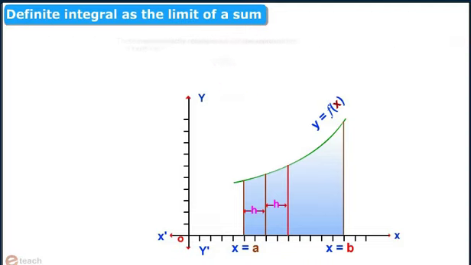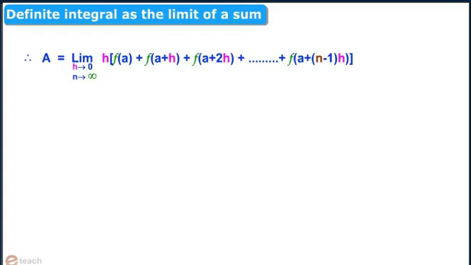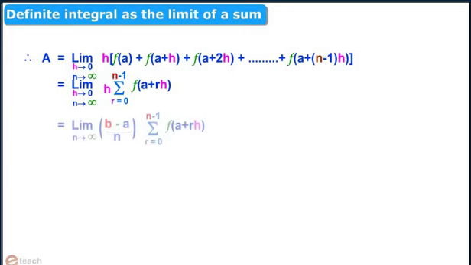Therefore, the area A equals the limit as h tends to 0 and n tends to infinity of h into [f(a) plus f(a plus h) plus f(a plus 2h) up to f(a plus (n minus 1)h)], which is equal to the limit as h tends to 0 and n tends to infinity of h into the summation r equals 0 to n minus 1 of f(a plus rh). Note that here h is nothing but (b minus a) divided by n.